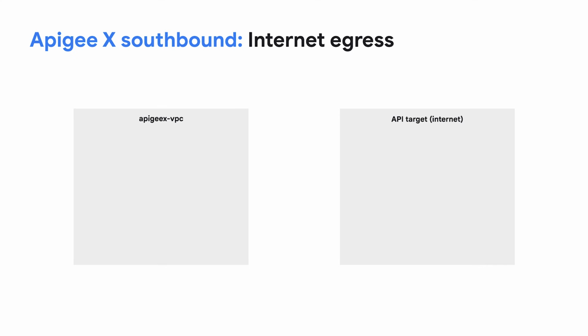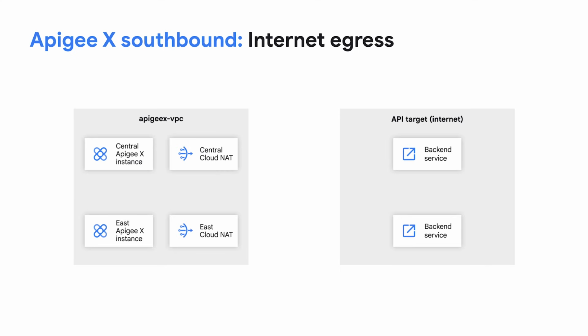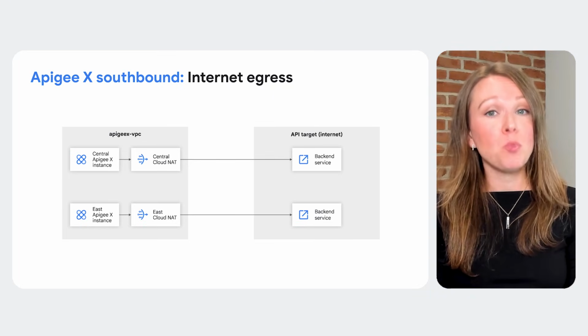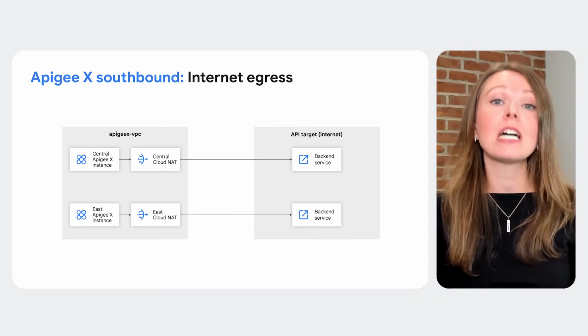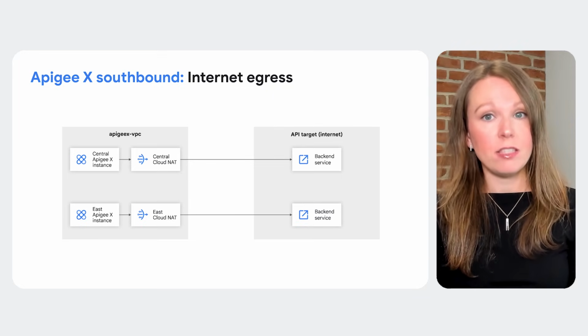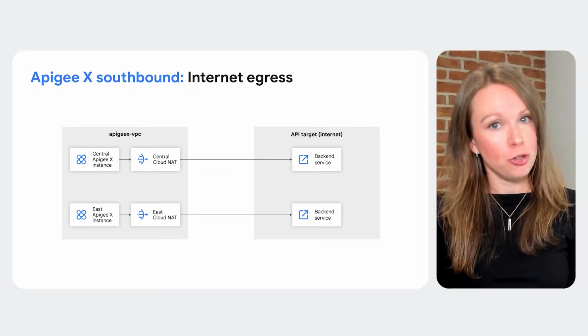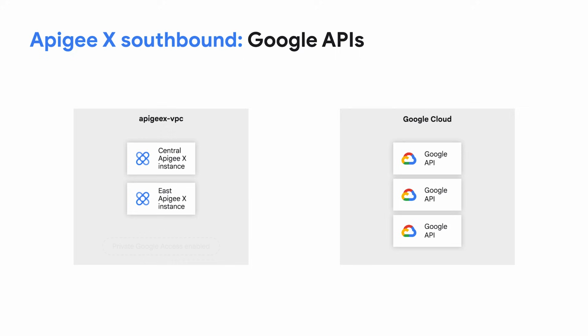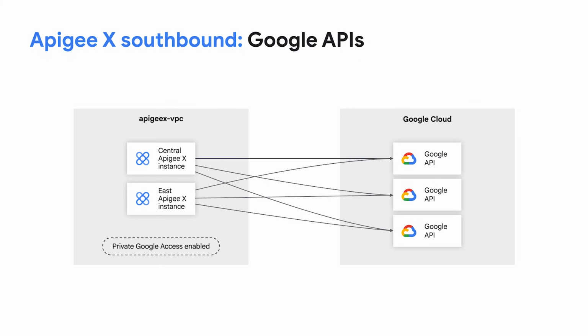Now onto the southbound patterns. There are two patterns that exist regardless of whether you choose PSC or VPC peering. The first pertains to internet egress. Apigee can egress directly to API targets on the internet via Cloud NAT in the Apigee tenant VPC. This will use a known IP address that you can use for destination firewalls should you need it. The second pattern pertains to Google API destinations. If you are using Apigee to call Google API-based services like Gemini or BigQuery, Private Google Access is configured in the Apigee tenant VPC, and Apigee will make calls directly to these APIs.